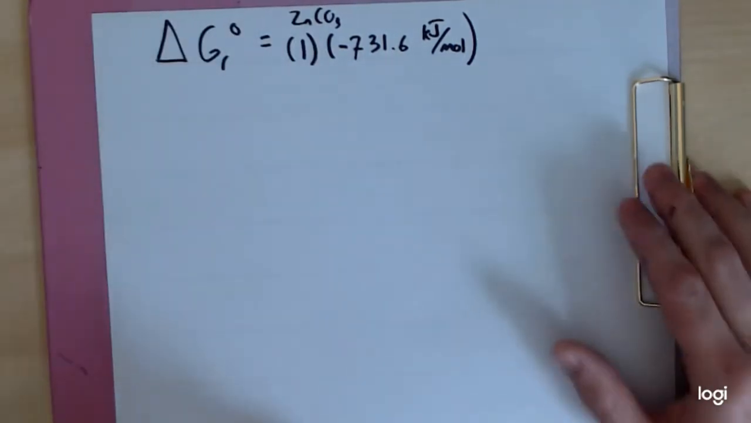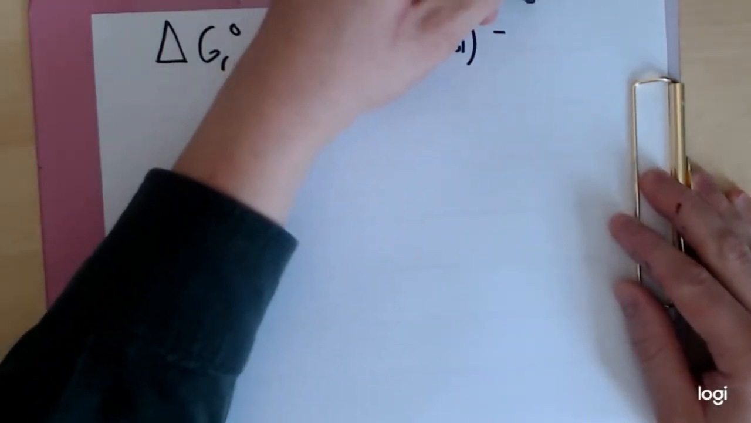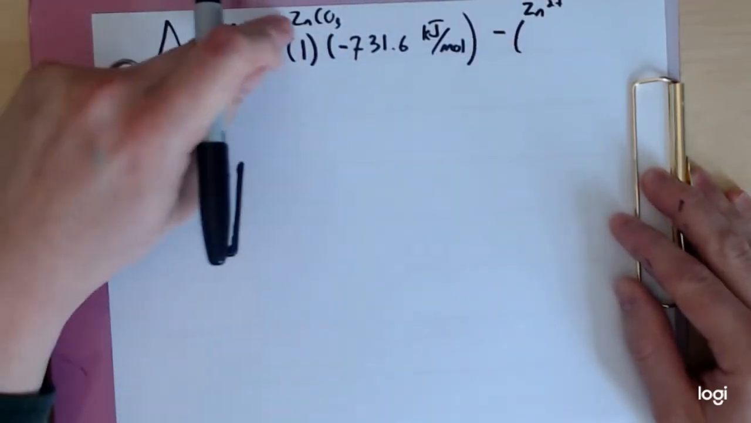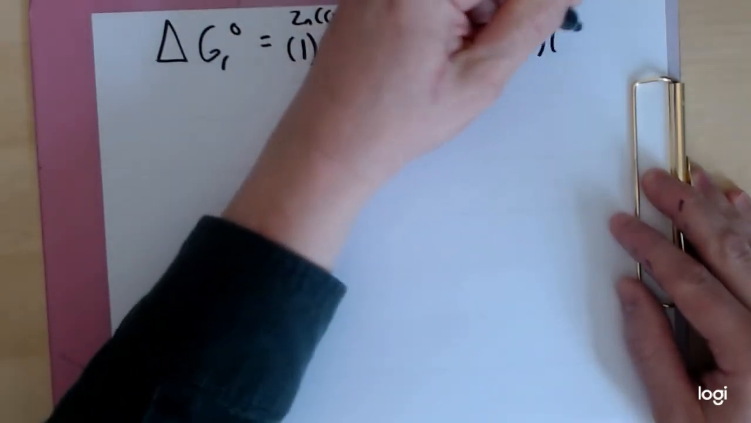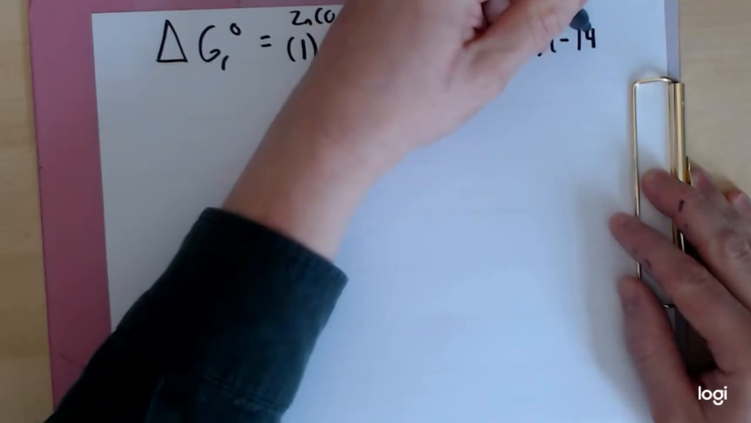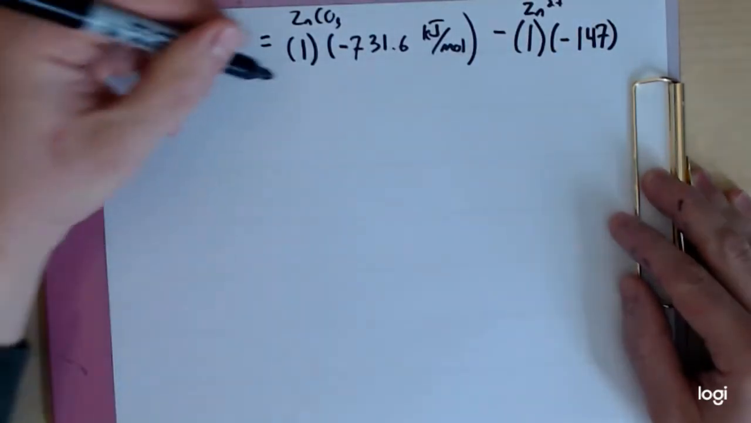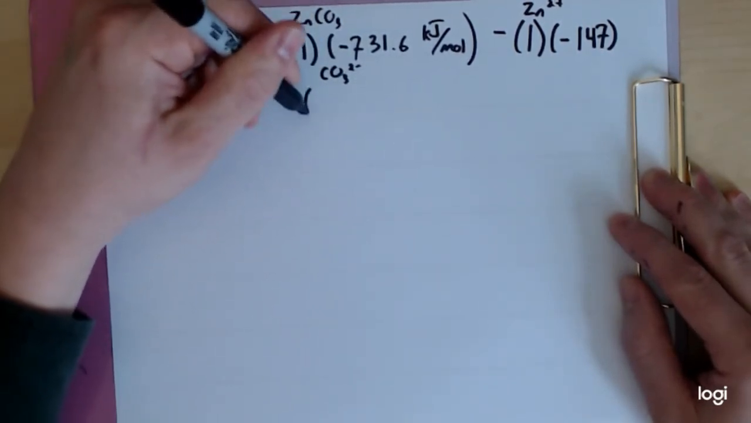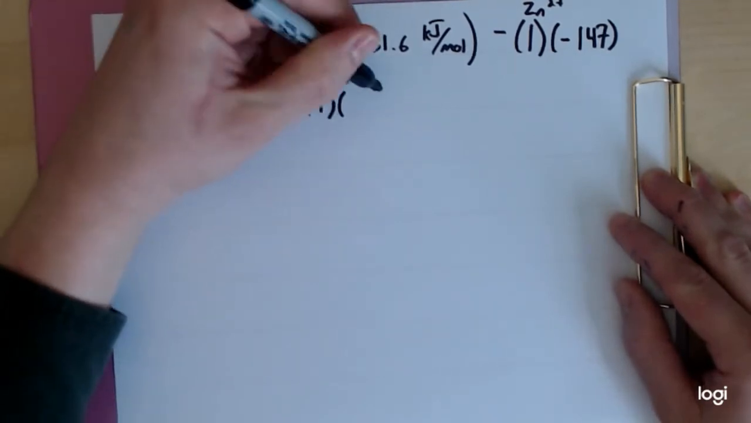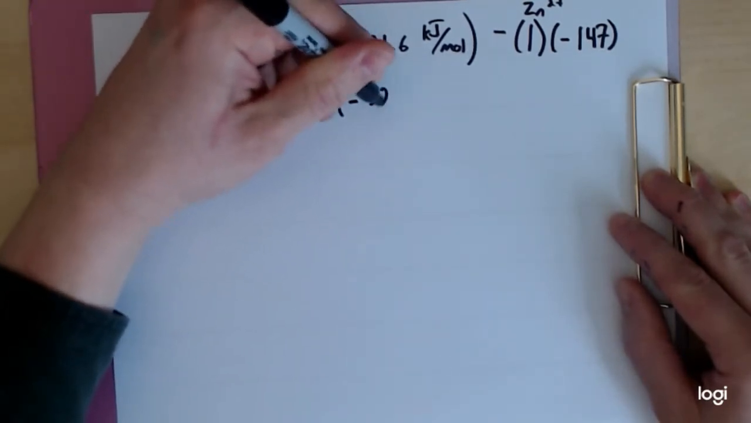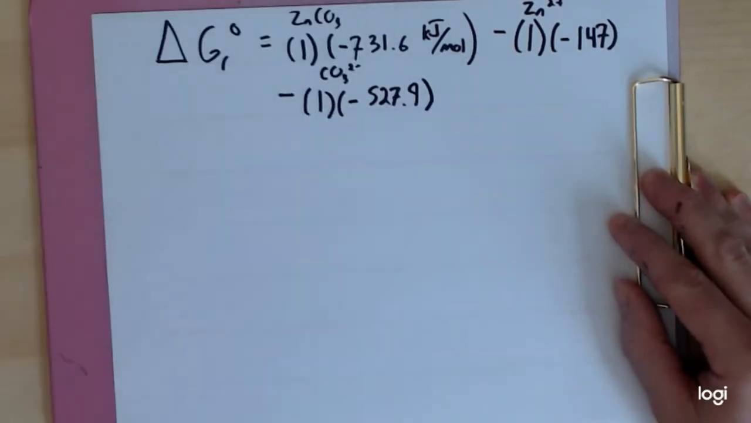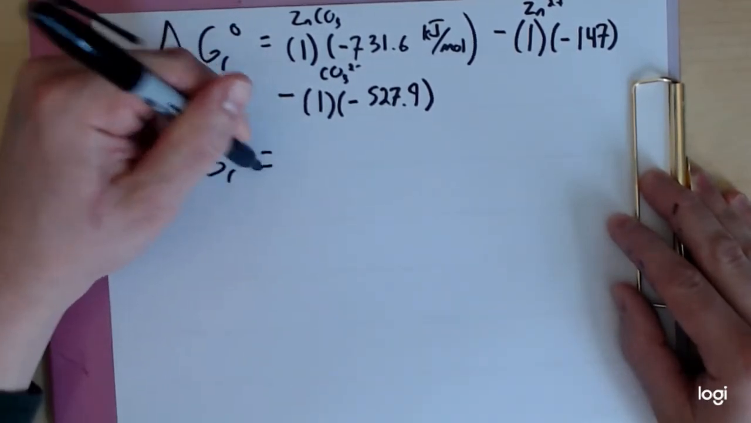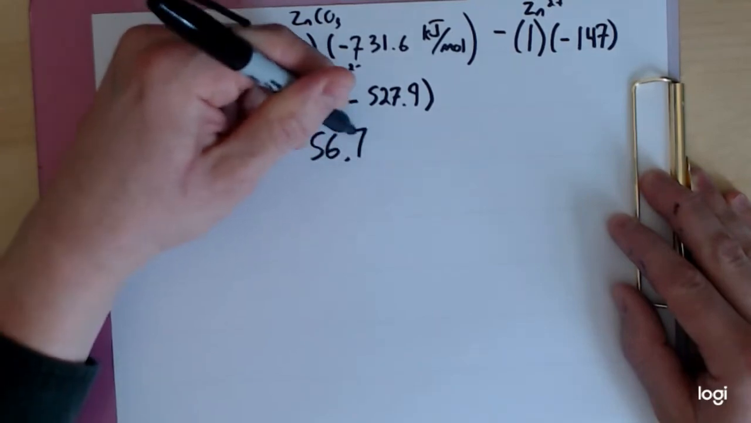Now, this takes care of the products. Now let's subtract the same for the reactants. We had one reactant, zinc 2 plus. Its stoichiometric coefficient was 1, and its Gibbs free energy of formation was negative 147. And we have another one to subtract, carbonate. Its stoichiometric coefficient was 1 again, and its Gibbs free energy of formation was negative 527.9. Okay, just do this math up, and you arrive at a standard Gibbs free energy of reaction of negative 56.7 kilojoules per mole.